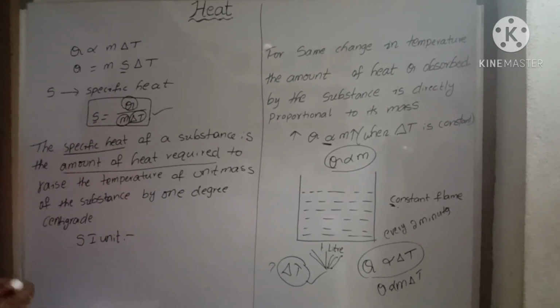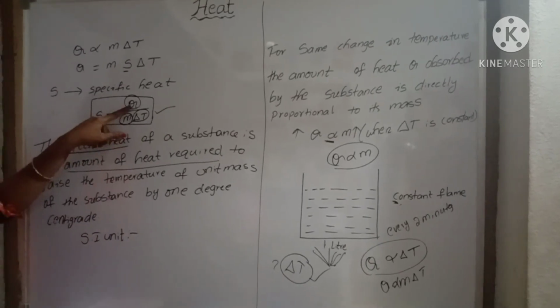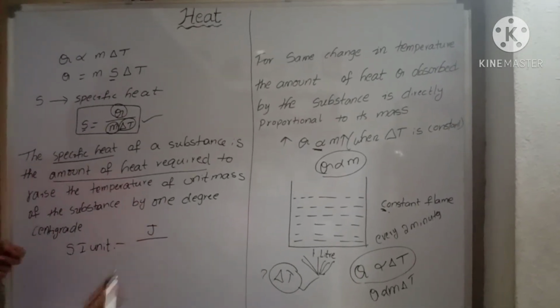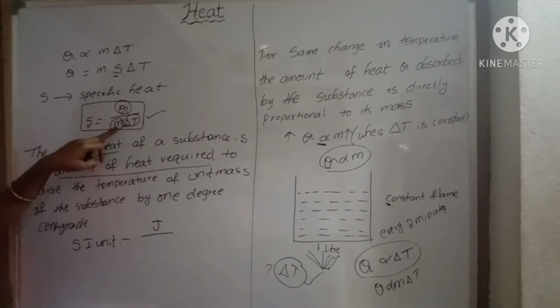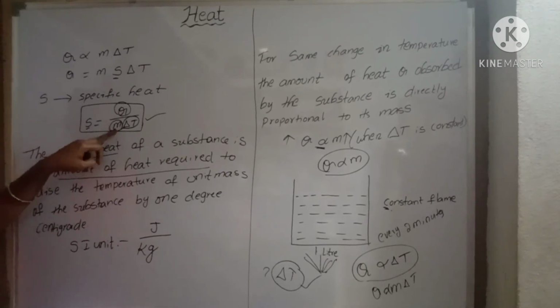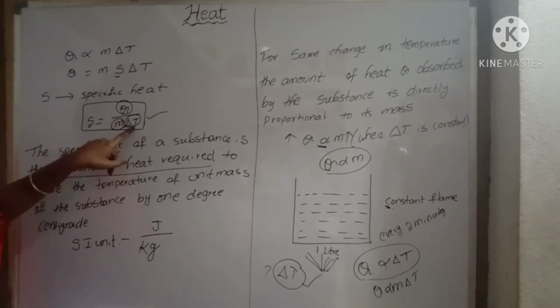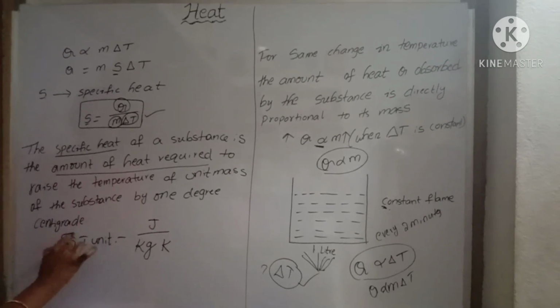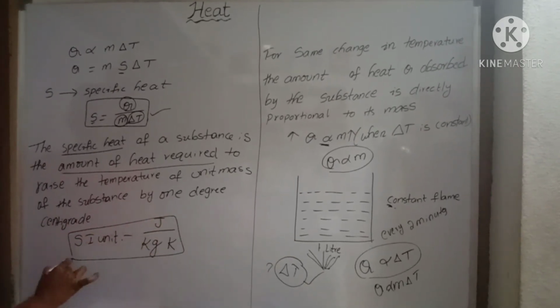And coming to the next one, the SI unit of specific heat. See here, Q is nothing but heat energy. The SI unit of energy is joule, and the SI unit of mass is kg. The SI unit of temperature is Kelvin. So the SI unit of specific heat is joule per kg Kelvin.